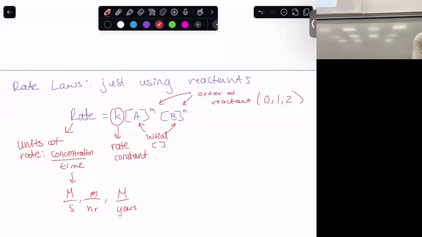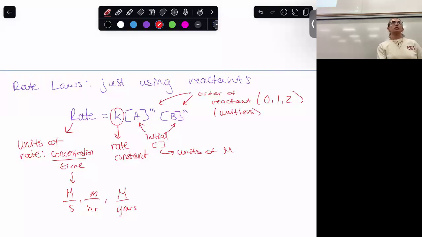Your concentrations of A and B are usually going to have units of molarity, or that capital M, but they will match, right? Your concentration of A will match the rate concentration that you're looking for. Are there any units on order? There are no units on order. Right, it's just 0, 1, or 2.